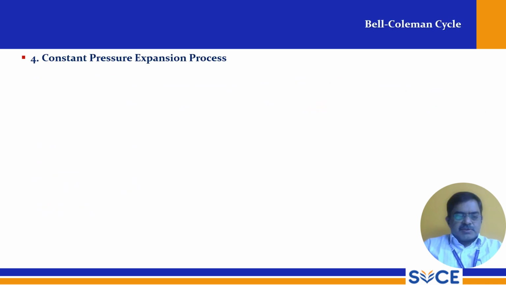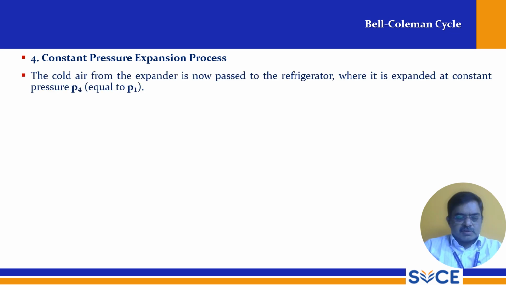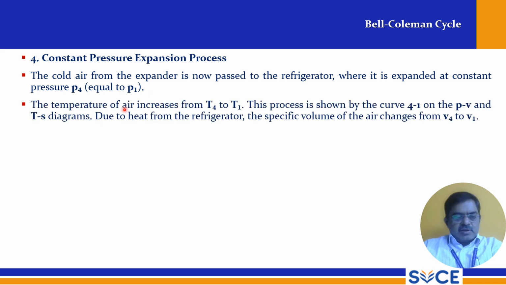Next is constant pressure expansion. This is the last process out of the 4 processes. The cold air from the expander is now passed to the refrigerator, where it is expanded at constant pressure P4 equal to P1. So P1 and P4 are equal, like P2 and P3 are equal. The temperature of air increases from T4 to T1. This process is shown by curve 4 to 1 on the PV and TS diagrams.